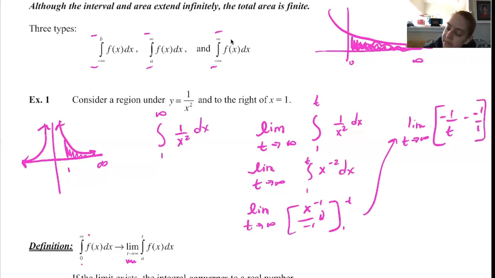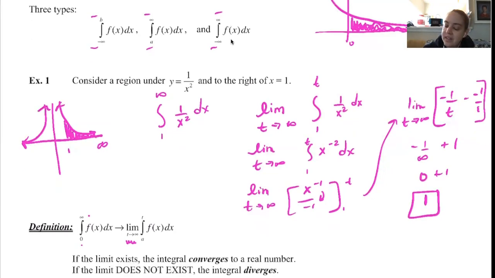So for t, this becomes negative 1 over infinity plus 1. Well, what's a number over infinity? A number over infinity is 0. 0 plus 1 is 1. So even though we're finding the area between 1 and infinity, this has a finite area of 1. I know that's crazy, very crazy.